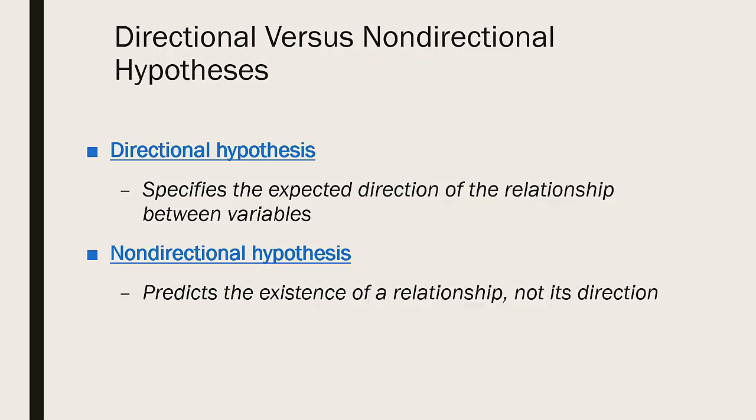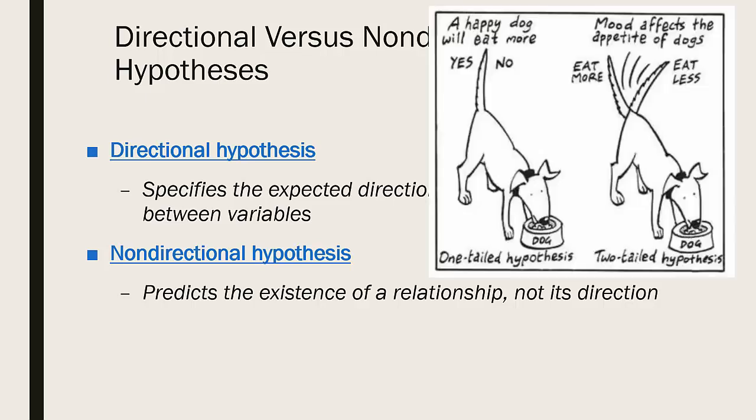Now, a non-directional hypothesis simply predicts the existence of some sort of relationship, but not the direction it will go. This is called a two-tailed hypothesis, and it predicts that the independent variable, again, the manipulative variable, will have an effect on the dependent variable, but we don't know the direction. Okay, that direction of the effect is not specified in a non-directional hypothesis. It just predicts the existence of some type of relationship, but not the direction of that relationship.